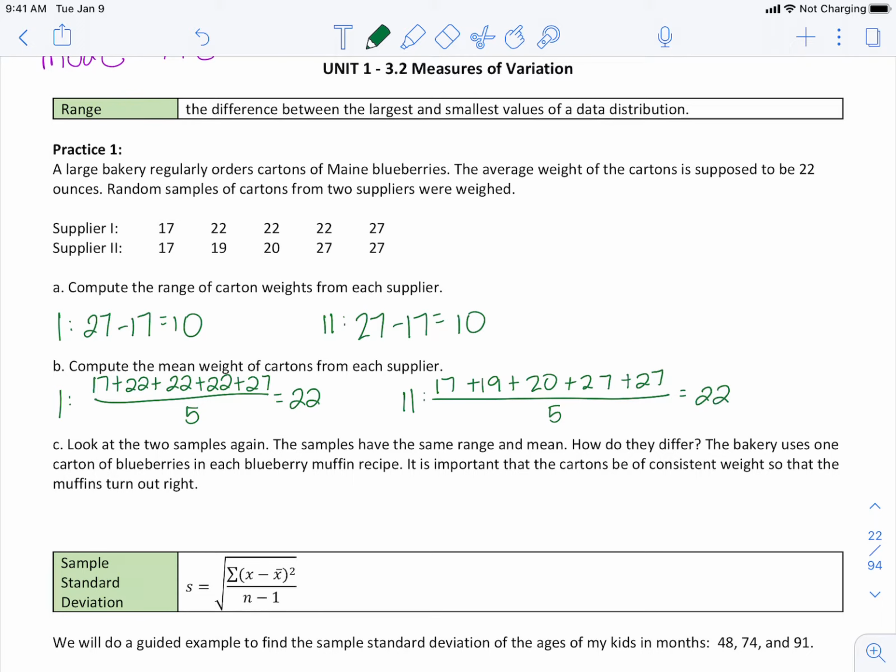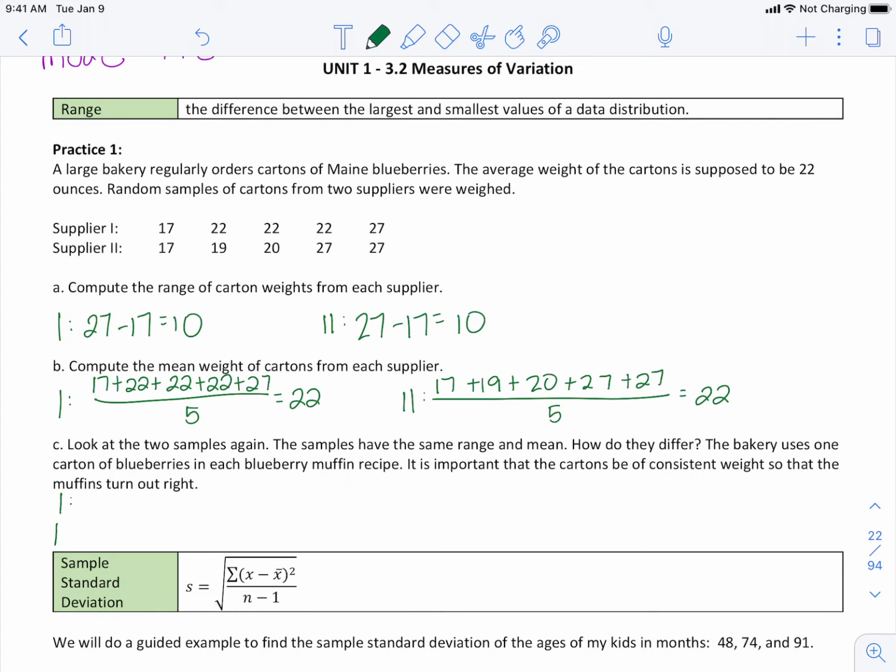So C says, look at the 2 samples again. These samples have the same range and mean. How do they differ? The bakery uses 1 carton of blueberries in each blueberry muffin recipe. It is important that the cartons be of consistent weight so that the muffins turn out right.